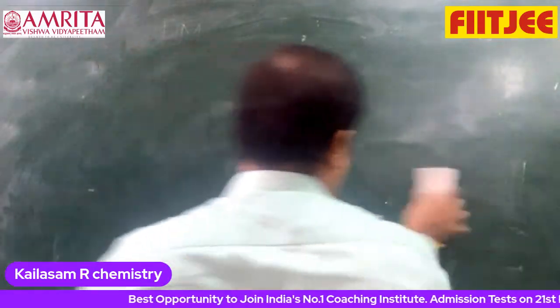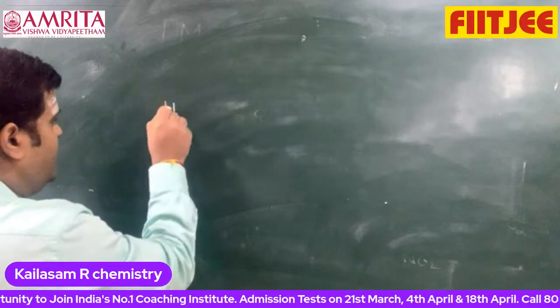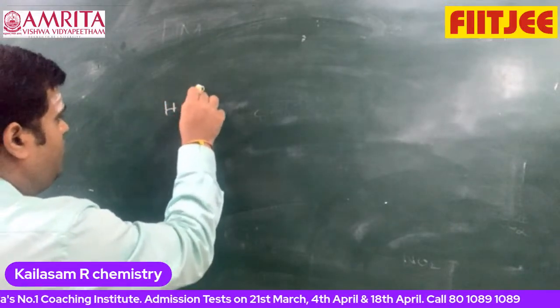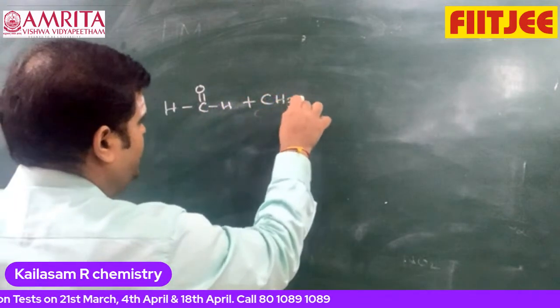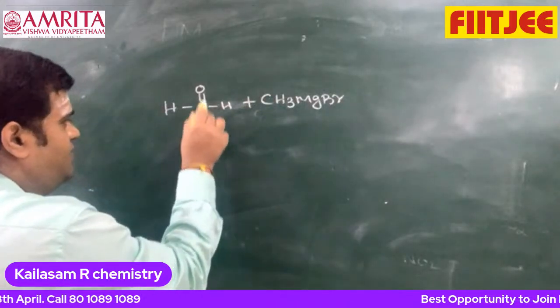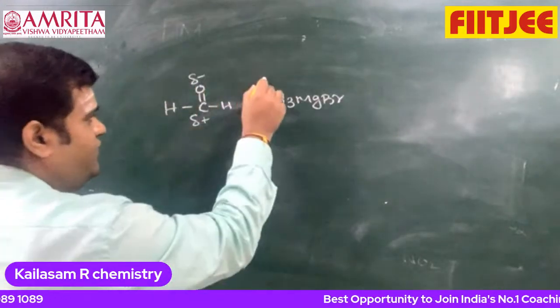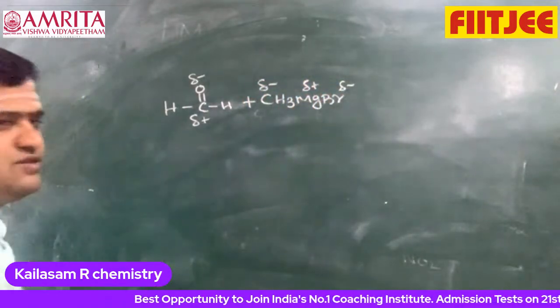Now, first I'll take HCHO plus CH3MgBr. I can say this carbon is delta plus, this oxygen is delta minus, and in the reagent the methyl is delta minus and the magnesium is delta plus.